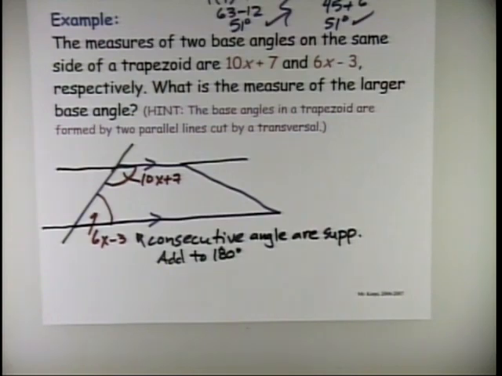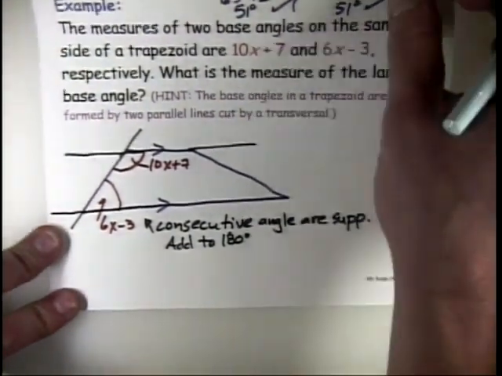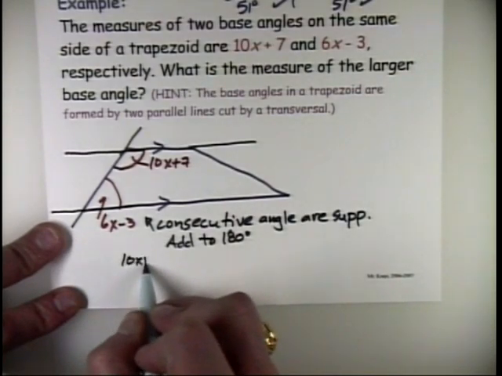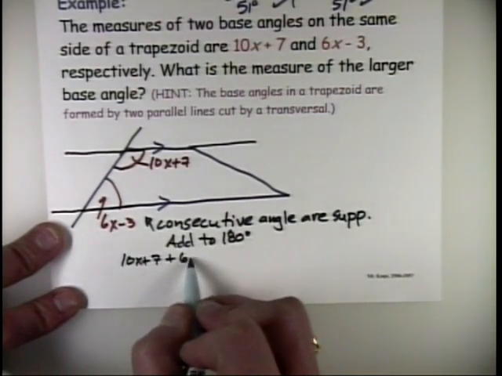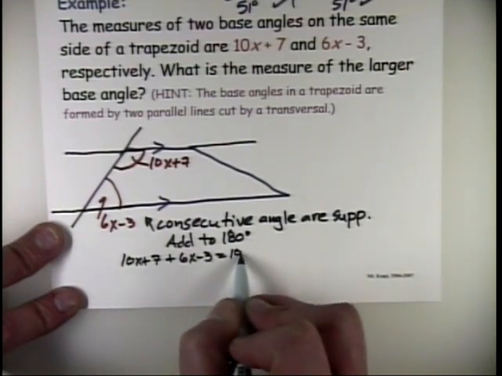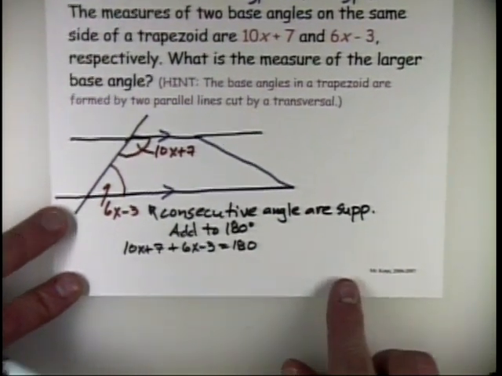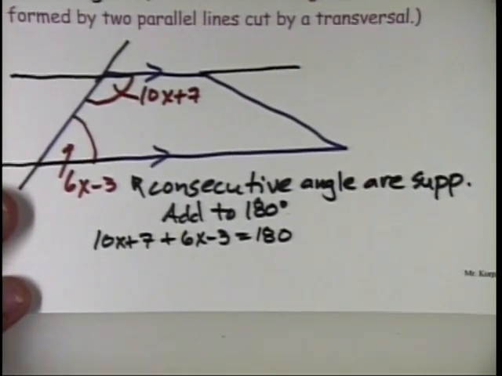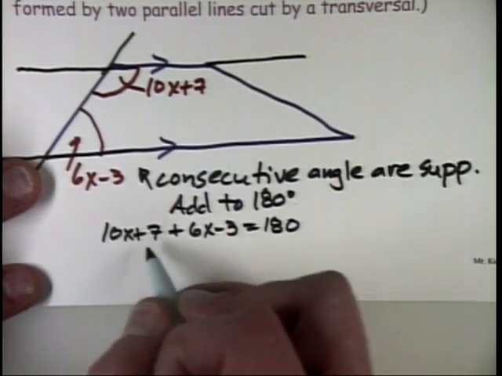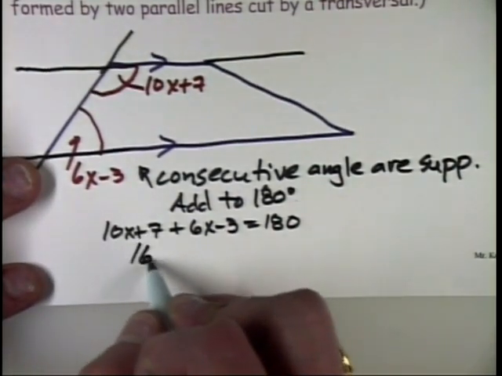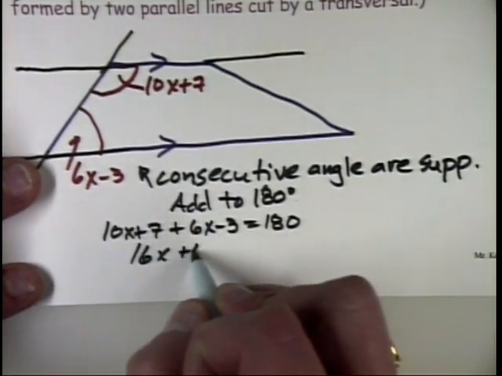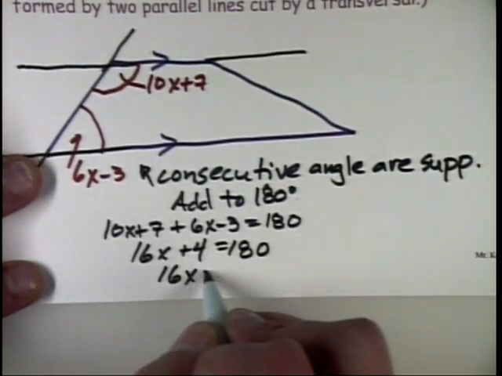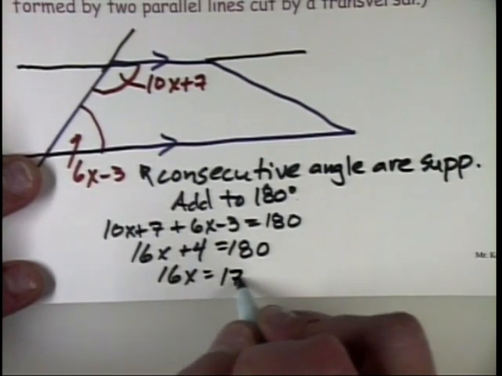Now we have something we can work with. I can set the two expressions, add them together, and set it equal to 180. So I'll get 10x plus 7 plus 6x minus 3 has to equal 180. And once I get to my little algebraic expression, I'm home free basically. I'm rounding third, coming in home. Let's collect my x's. 10 plus 6 is 16x. And 7 minus 3 is plus 4, and that equals 180. And so I subtract 4, and I get 16x equals 180 minus 4, which is 176.